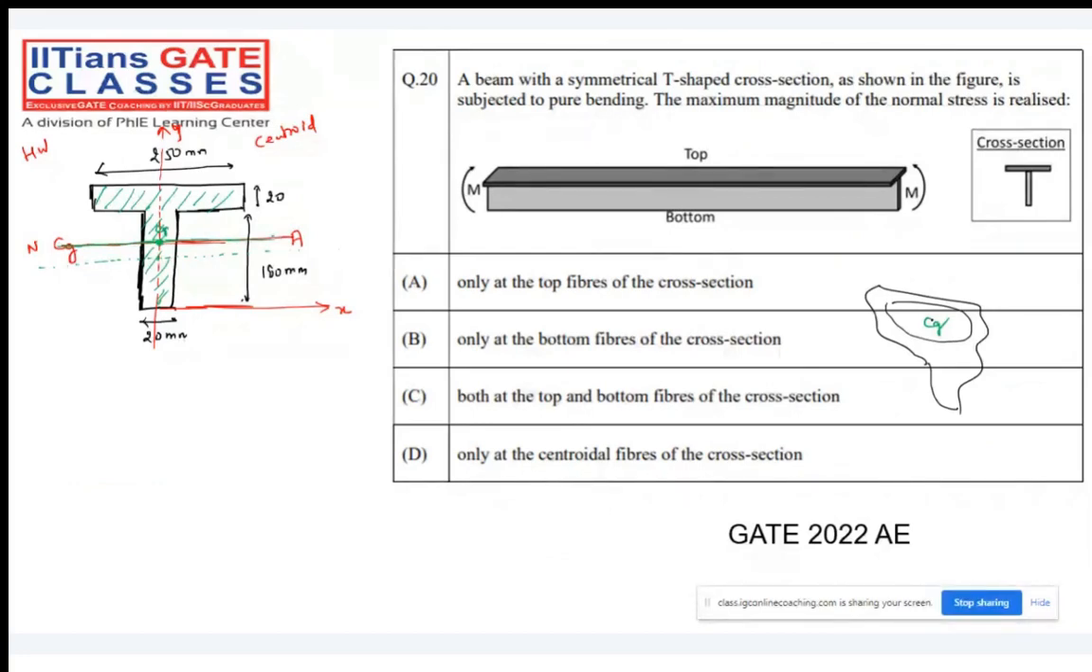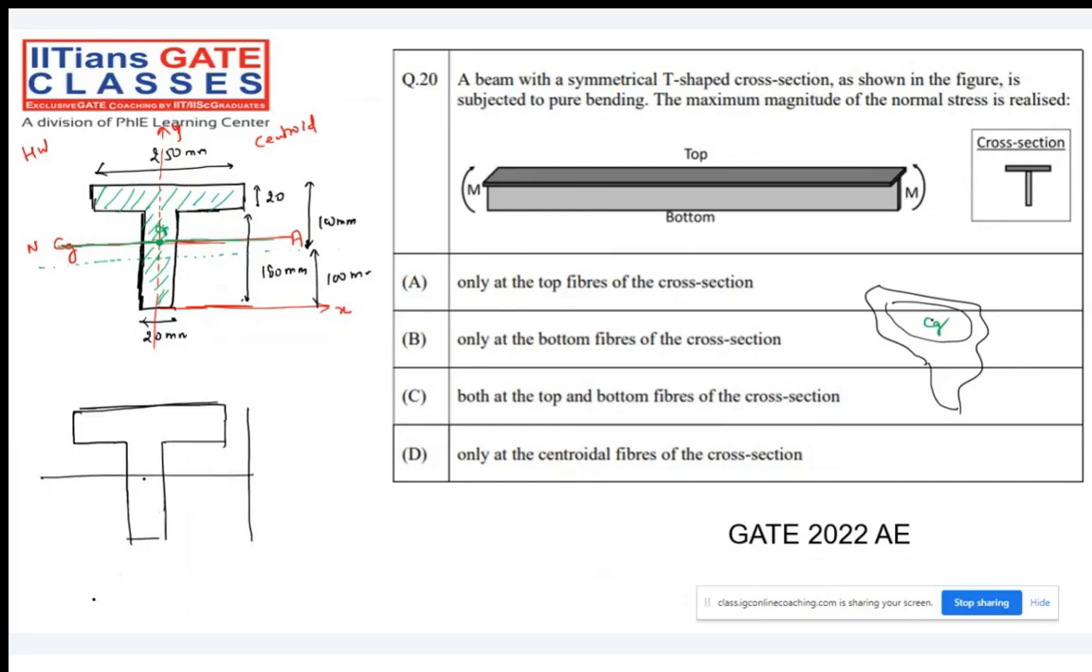So definitely the centroid will not be exactly at 100 mm. From top and bottom, we have 100 mm, for example. But the centroid will be shifted above 100 mm, not below, because more area is there itself. So now we got the equivalent diagram, something like this. This is my centroid.